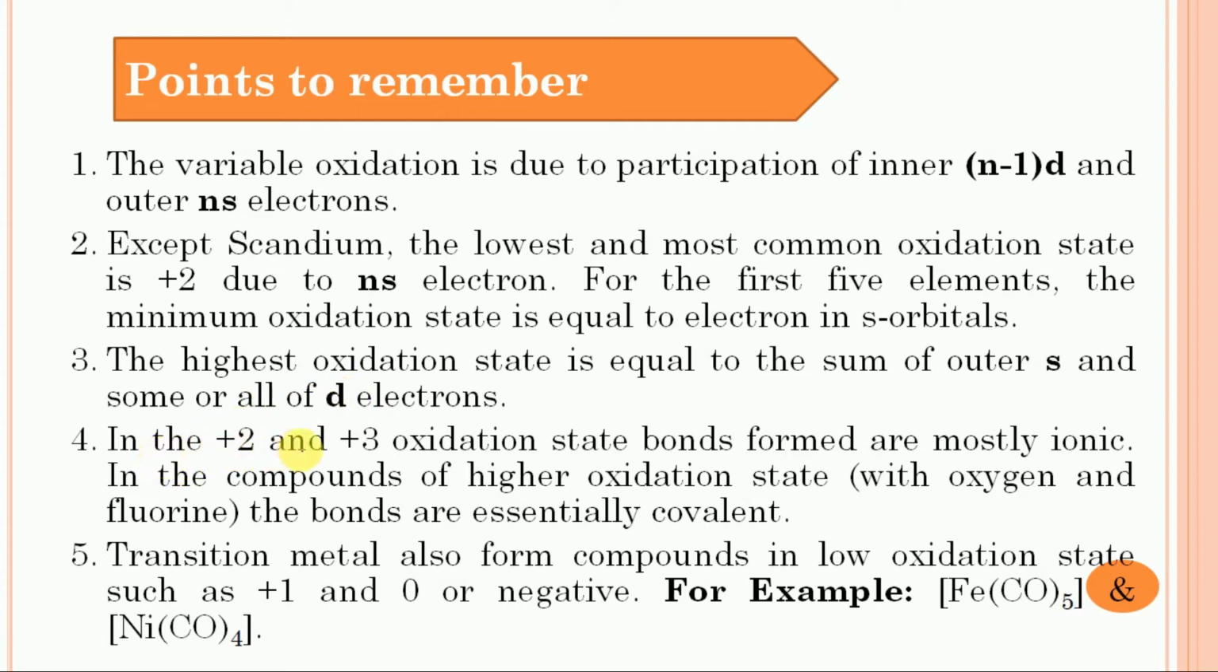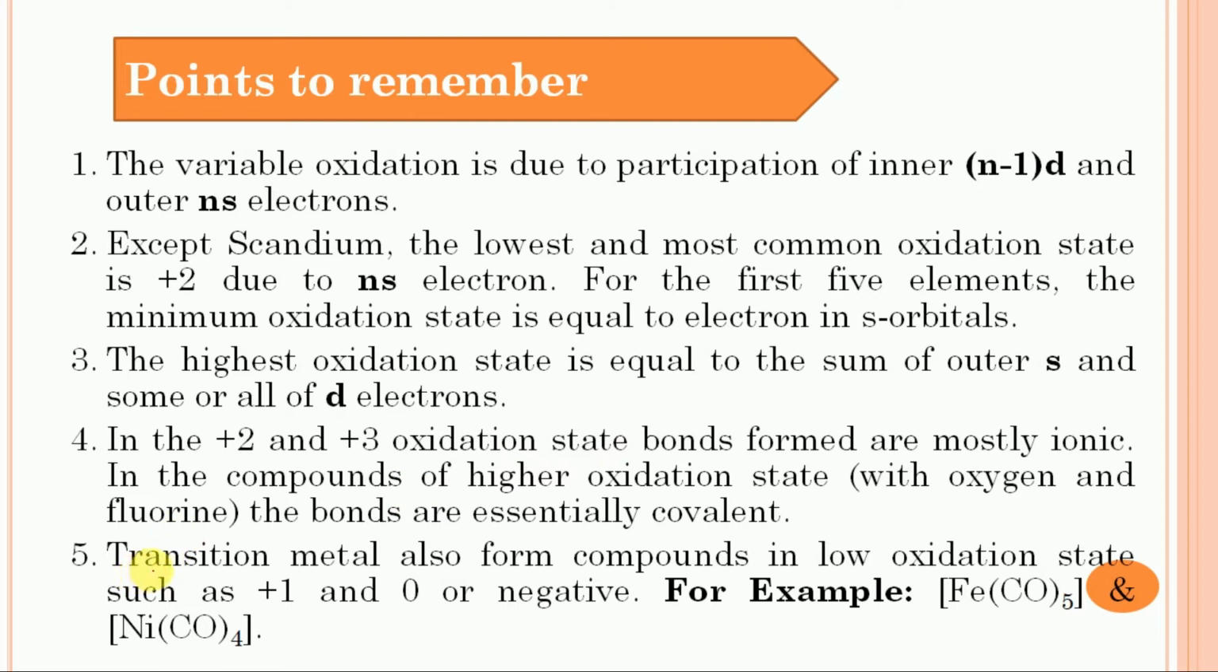In the +2 and +3 oxidation states, bonds are mostly ionic. In the compounds of higher oxidation state, which are mostly with oxygen and fluoride, the bond formed is essentially covalent.